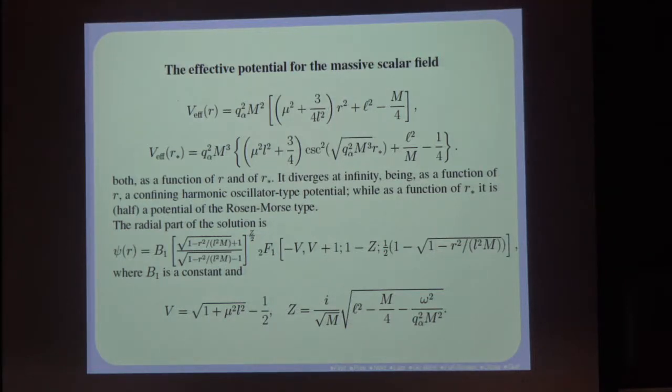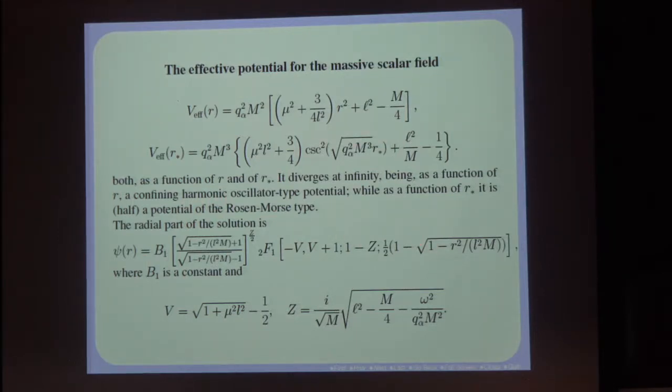Here I am writing the effective potentials of the Schrödinger-like equation, and this is in the L coordinate. This is in terms of the tortoise coordinate. And when we put the equation in terms of the tortoise coordinate, we recognize this potential as well. Half, because the range of the tortoise coordinate does not cover all the space-time, but it is a potential of the Rosen-Morse type.